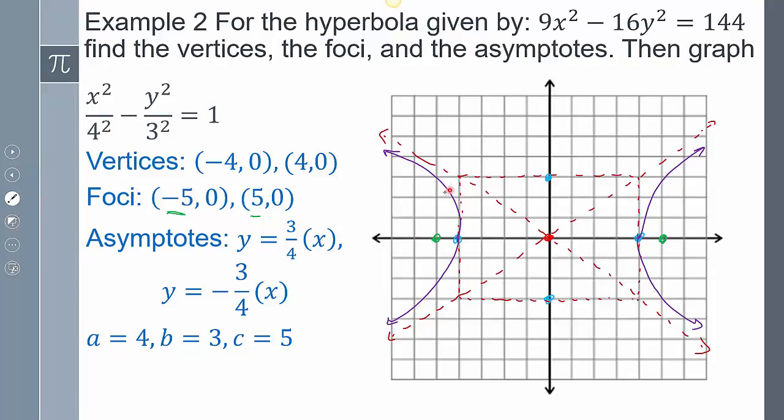Now just make sure that these parabola looking graphs here, they want to hug these asymptotes. So the way that you want to draw them is you draw them like they're approaching those asymptotes, like so.